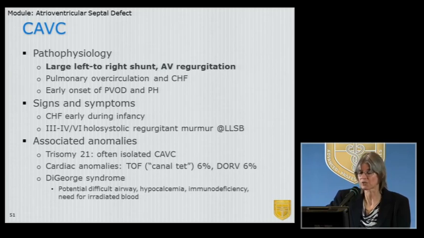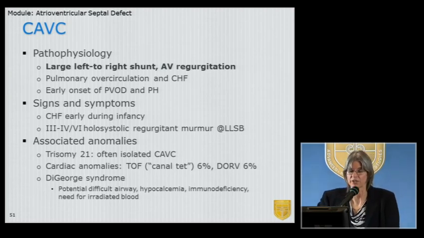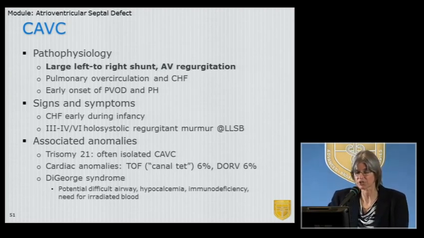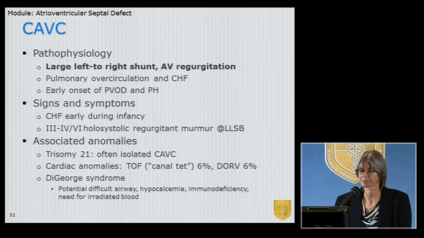They develop congestive heart failure very early on. You have a holosystolic murmur. And the associated anomalies to remember is trisomy 21. Also cardiac anomalies. You can have a tetralogy of Fallot-like canal type or a double outlet right ventricle canal type. And DiGeorge is occasionally associated with canals. So potential difficult airway, hypocalcemia, immunodeficiency, and need for irradiated blood.